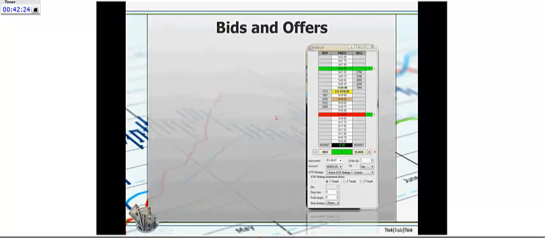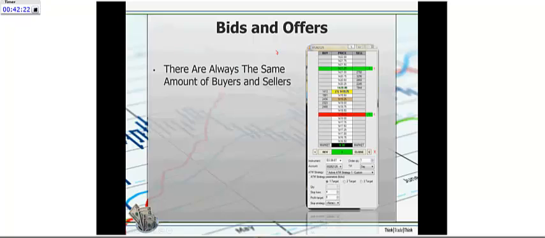All right, and then let's move on to bids and offers. There are always the same amount of buyers and sellers. Okay, but it's interesting. They always say, "Oh, there's more buyers right now. There's more sellers right now," but it's kind of a misnomer because for every transaction that takes place, there's always one buyer and one seller. So there can never be more buyers or more sellers.